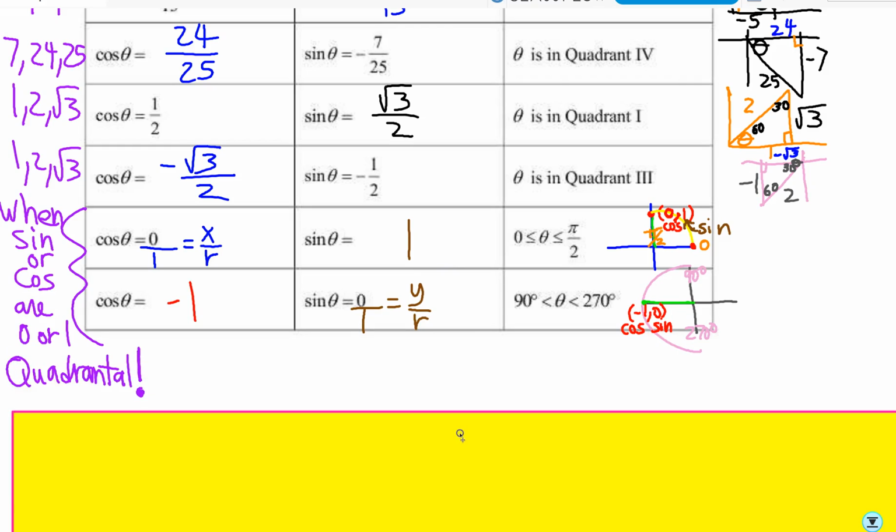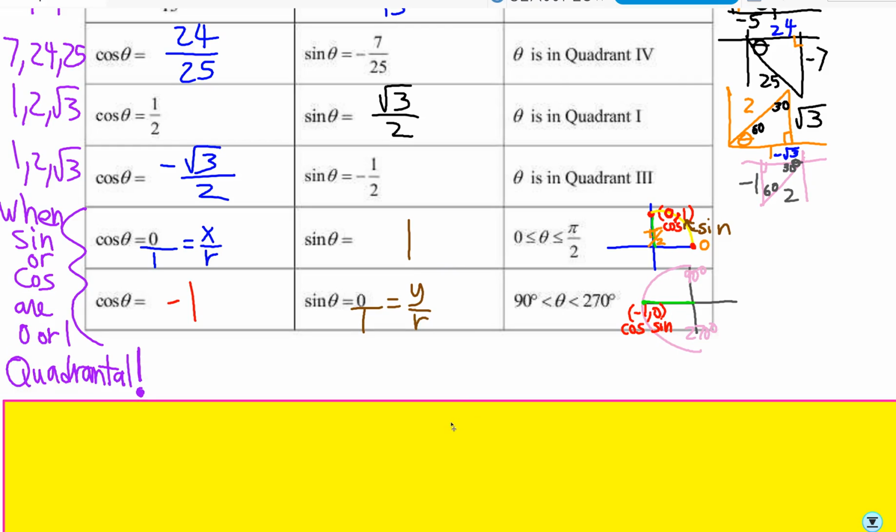Now, for our last one, they give us this time sine theta is equal to 0, and that's going to be y over r. So y is 0 and r is 1. It's our unit circle. This time it tells me that our angle is going to be between 90 and 270.